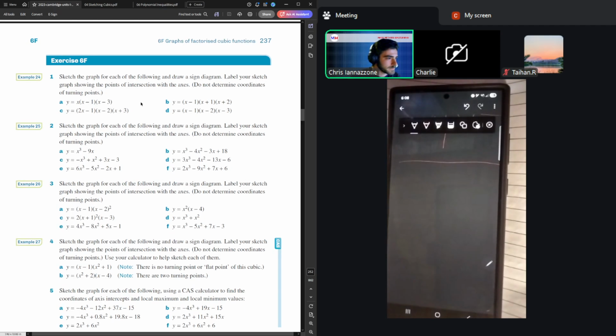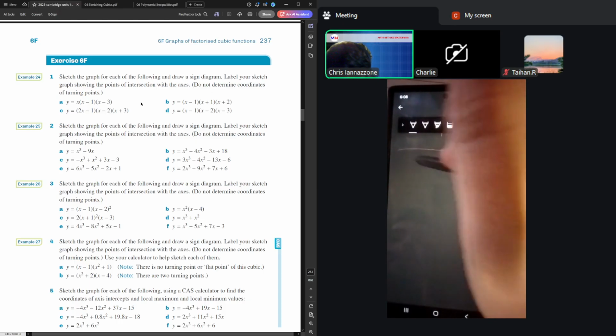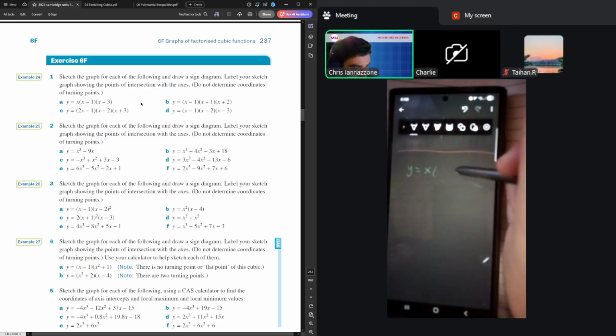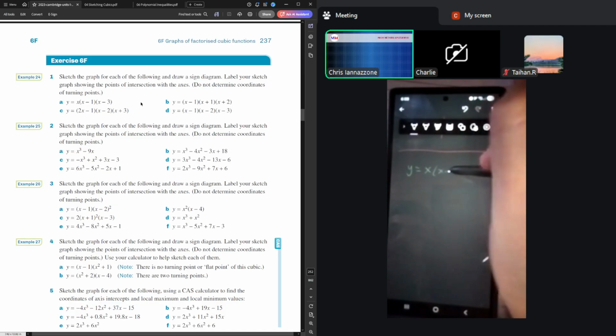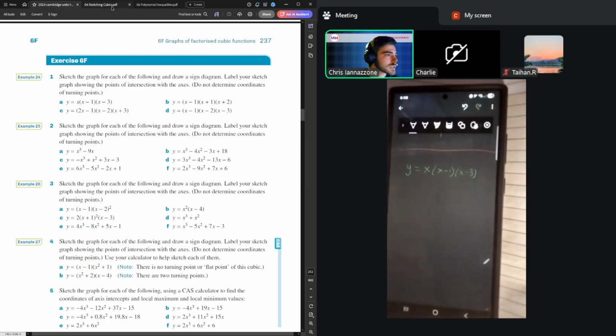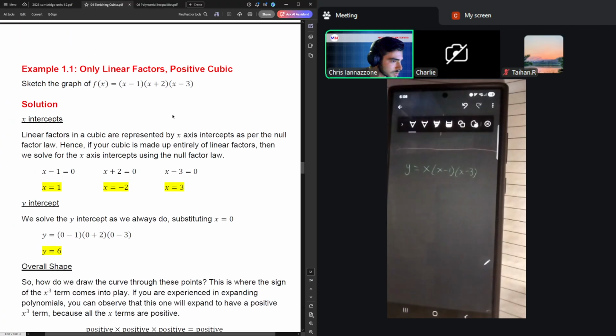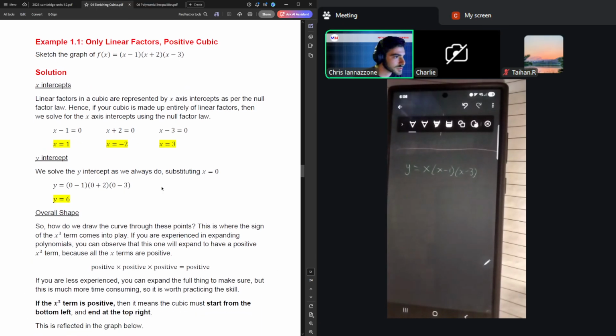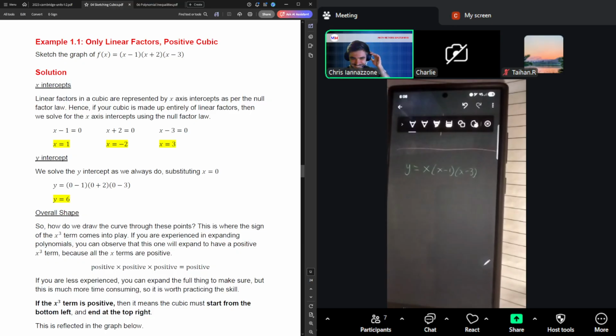Cool. Okay. Let's have a look at 1A once again. I'll start writing it out. x(x − 1)(x − 3). Okay. This one will be closest to this example, so I'll leave this one up for reference.